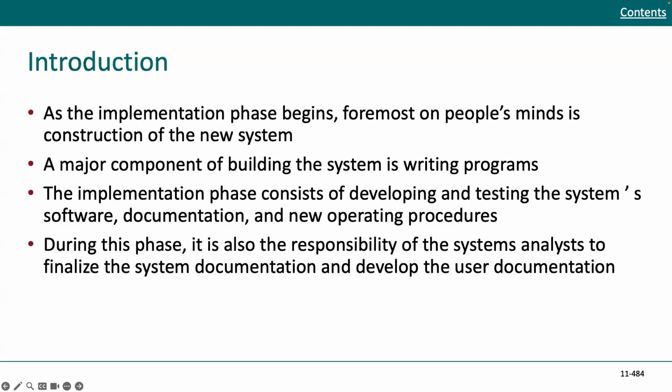As an introduction, when we think of the implementation phase, it is foremost on people's minds as the construction of the new system. A major component of building the system is writing programs. So for information systems, that is definitely going to be a big part. The implementation phase consists of developing and testing the system's software, documentation, and new operating procedures. During this phase, it is also the responsibility of the system analyst to finalize the system documentation and develop the user documentation.